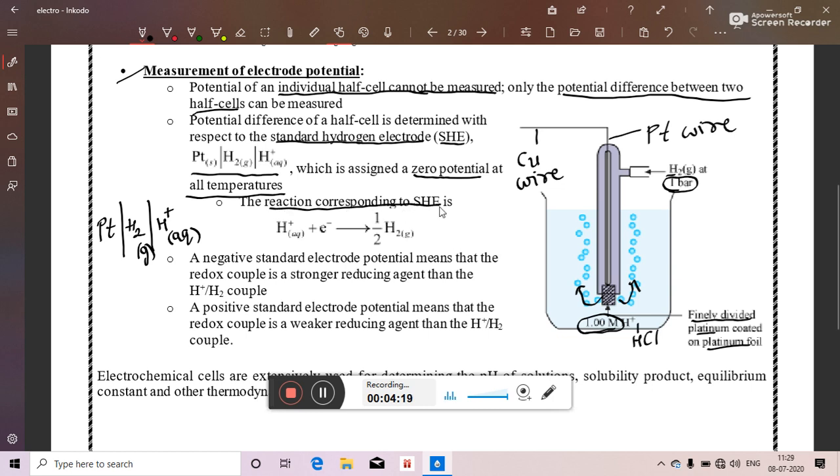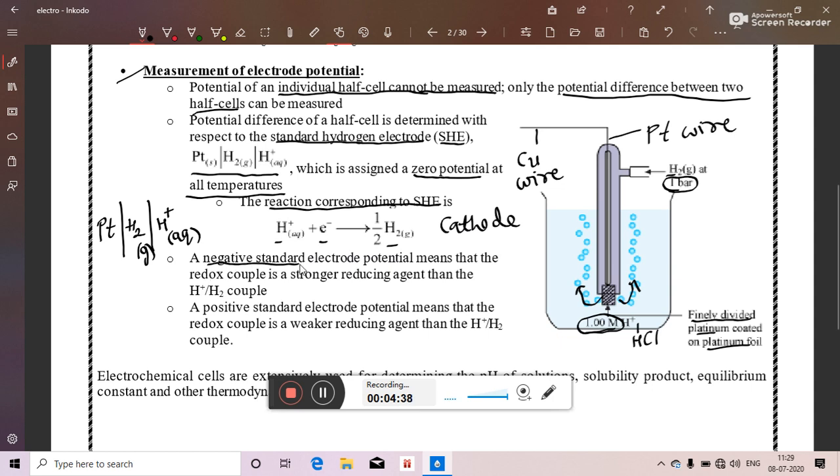Now what will be the reaction corresponding to the standard hydrogen electrode? If the standard hydrogen electrode is acting as a cathode, then the reduction reaction will take place. That can be written as H+ ion accepting an electron to form hydrogen. If we have 1 mole of H+ ion, it will accept 1 mole of electrons to form half mole of hydrogen gas.